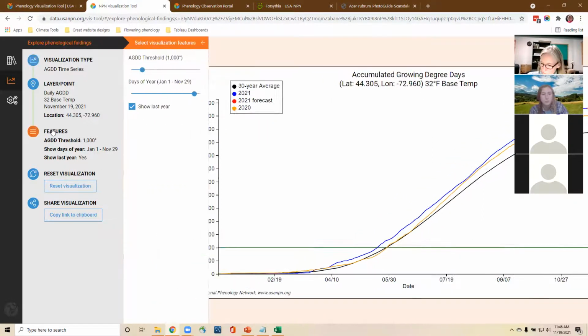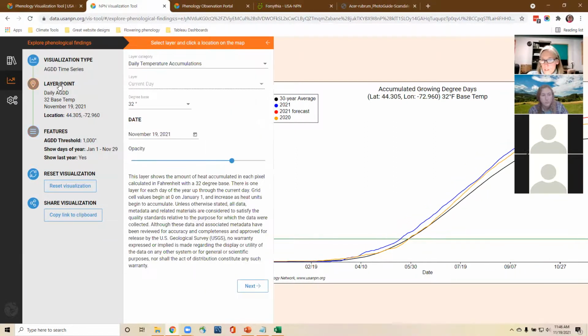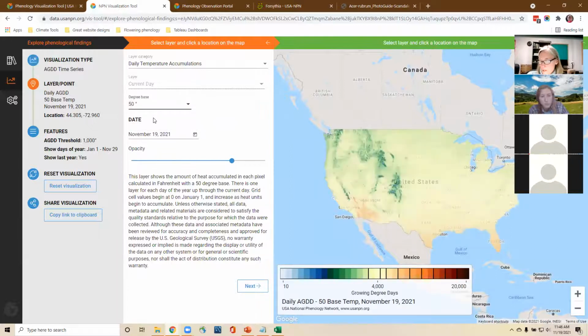And you can also change the, I think, what can you change? Oh, here, sorry. You can change the base temperature to 50 if you're looking at more insect activity. You can change that there. So yeah.